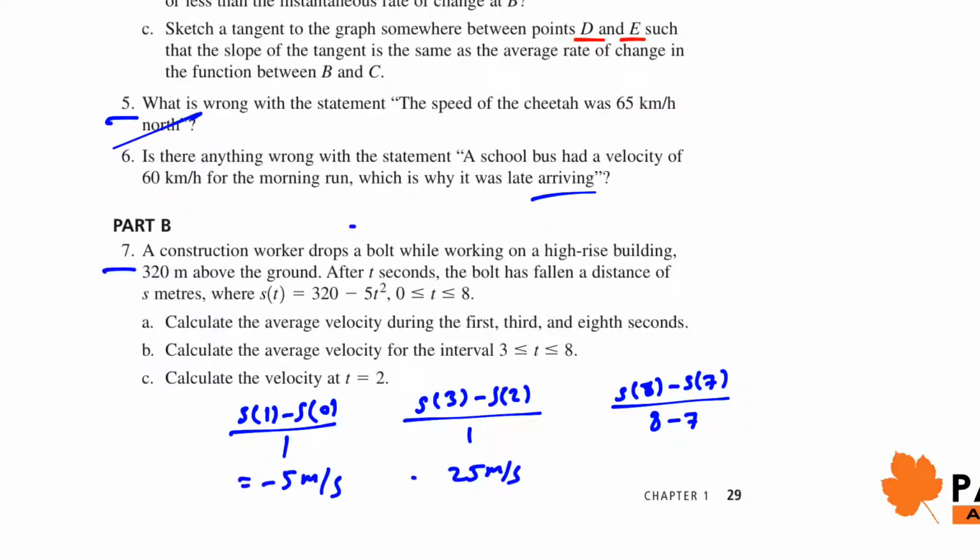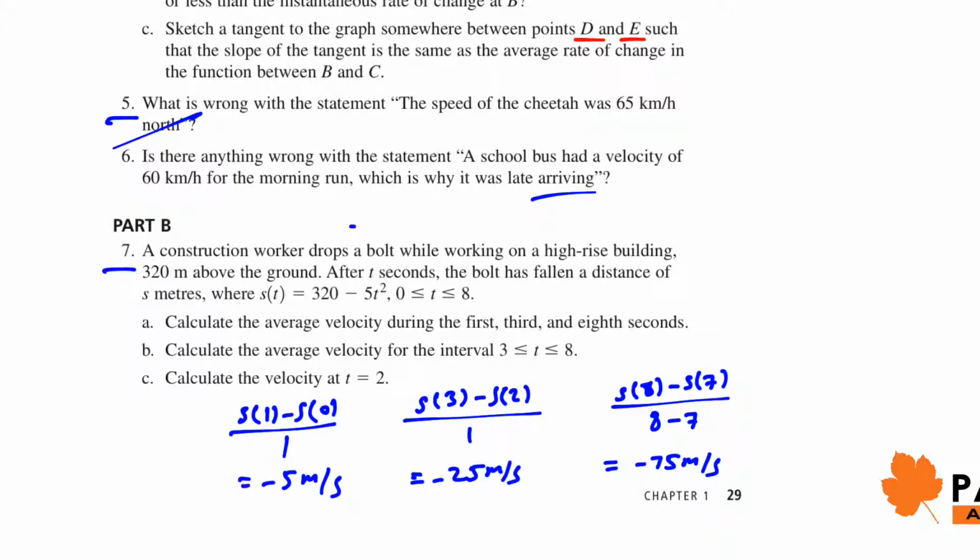s(3) minus s(2) divided by 3 minus 2 is negative 25. s(8) minus s(5) divided by 8 minus 5 is negative 75 meters per second. Therefore, the average velocity during the first second is 5 meters per second down, the third second is 25 meters per second down, and the 8th second is negative 75 meters per second down.